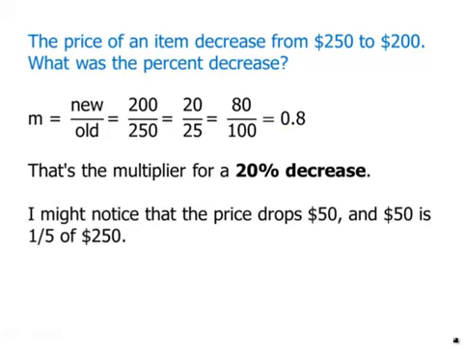I might also notice that the price drops $50, and $50 is 1/5 of 250. That's a drop of 1/5 or 20%. That's another way to see that it's a 20% decrease.